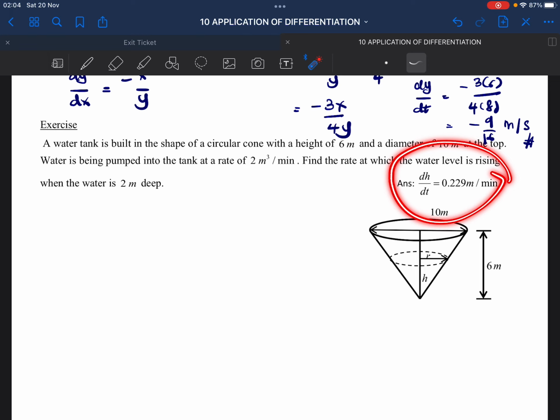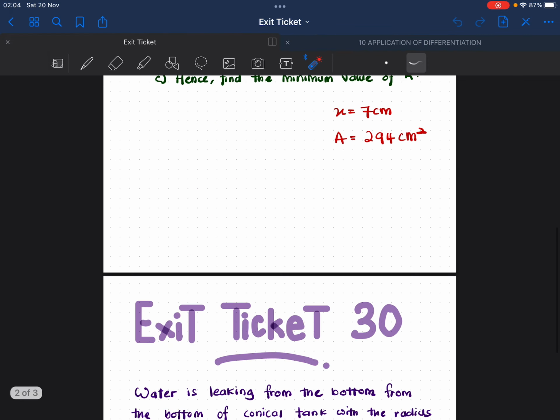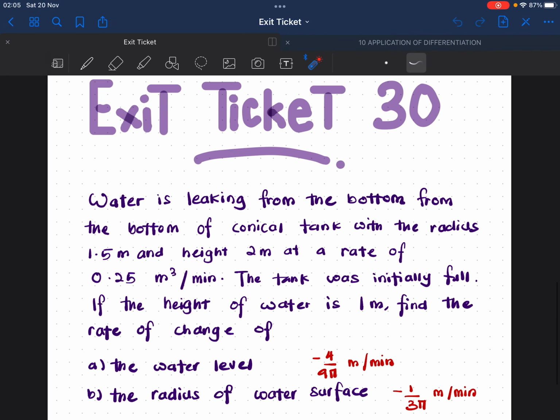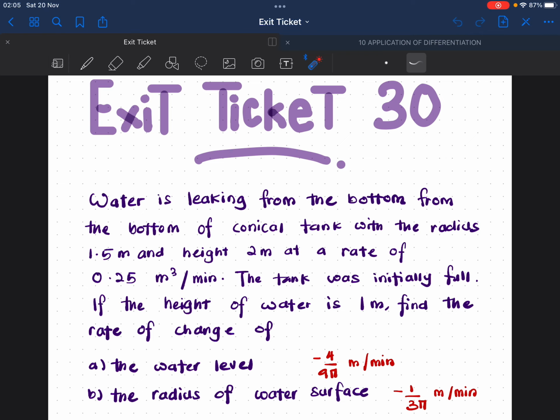This one is the answer, and the last exit ticket for this semester is exit ticket 30. This is the question, it is a bit long. You have two things that you have to find here: the rate of change of the water level and the rate of change of the radius.